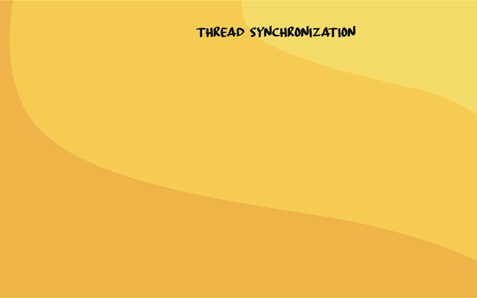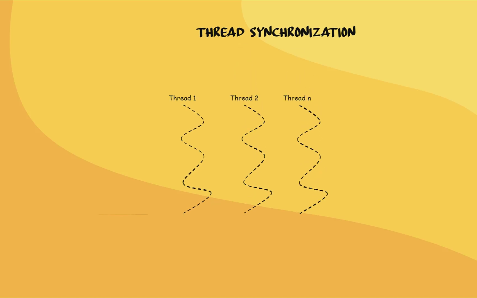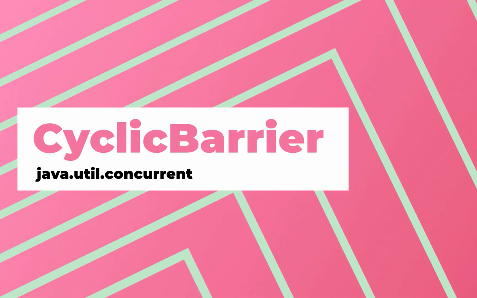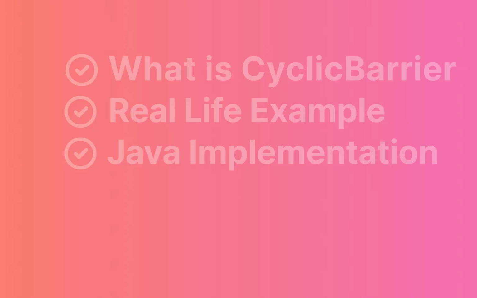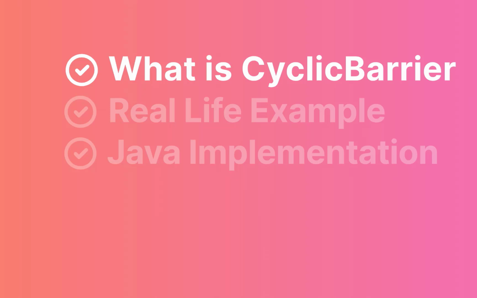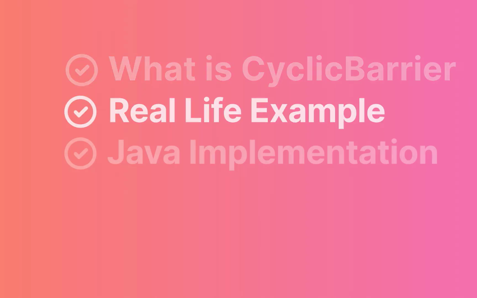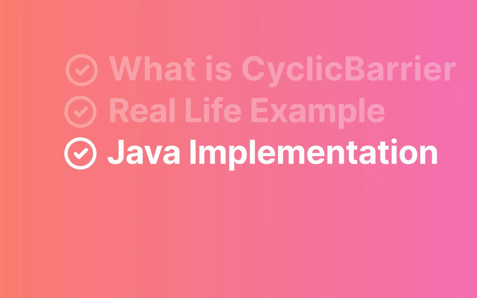Do you struggle with handling multiple threads in Java? Ever wished you could pause multiple threads and make them wait for each other before moving forward? Java provides a powerful tool to handle this easily. It's called CyclicBarrier. By the end of this video, you'll not only understand what CyclicBarrier is, but also see it in action with a real-life example and a practical Java implementation. Let's get started.